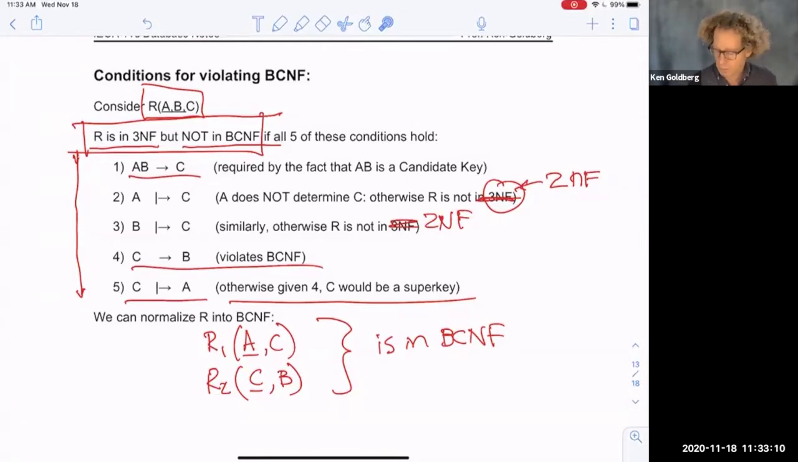Yes. Wait, but didn't A not determine C? Like, how does that work in the first relation? Right. Okay, that's a good point. That A does not determine C.